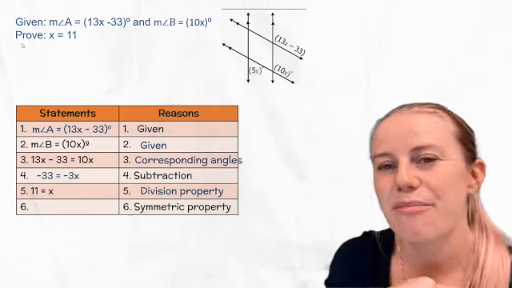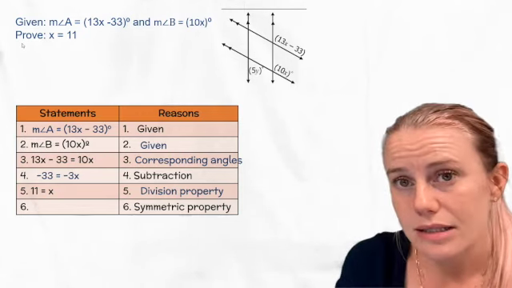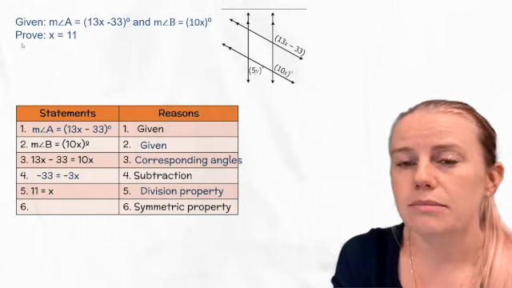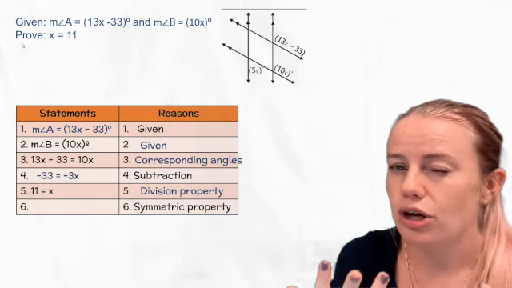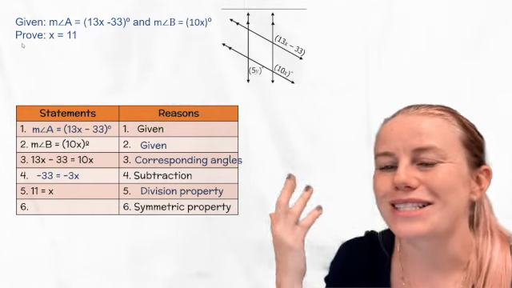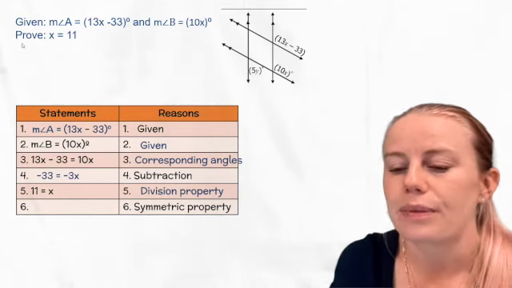The next step says 11 equals x. How do I get that? I would have divided both sides by negative 3, right? Because I'm trying to get x by itself. What did we do? We divided. So that's the division property.